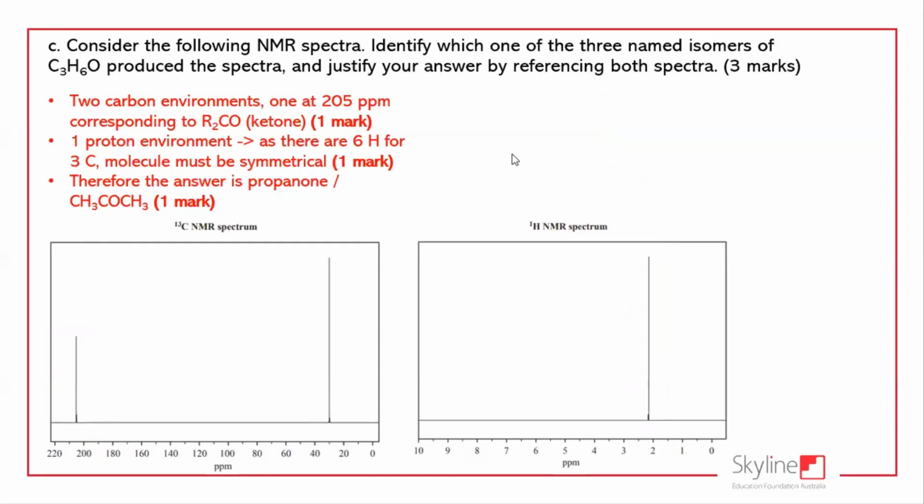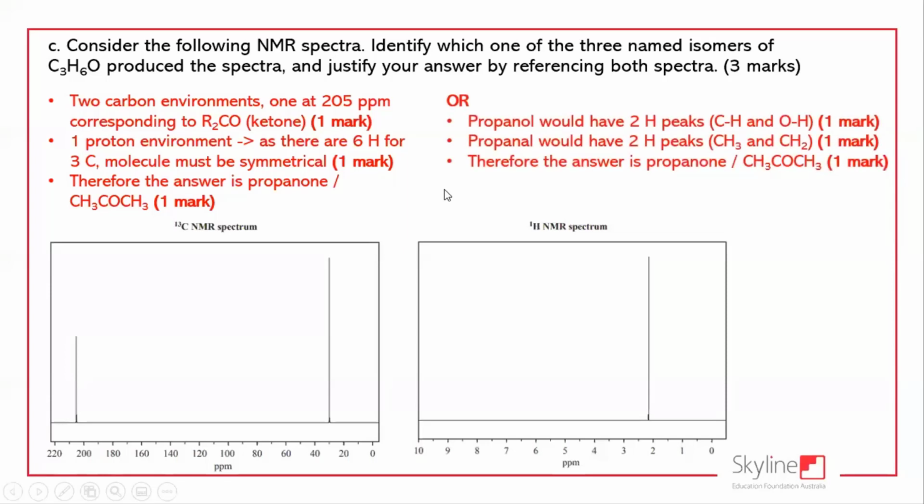Okay, the other way we can answer this question is we could say, well, I don't know if it's a ketone, the aldehyde, or the alcohol, so let's do process of elimination. So propanol, an alcohol, would have at least 2 hydrogen peaks, because there'll be a peak for the H on the C, and for the H connected to the O.